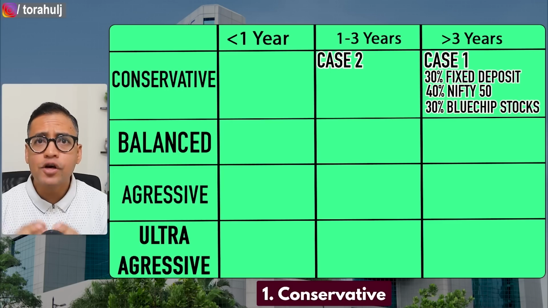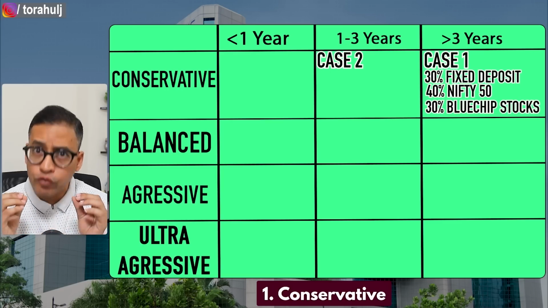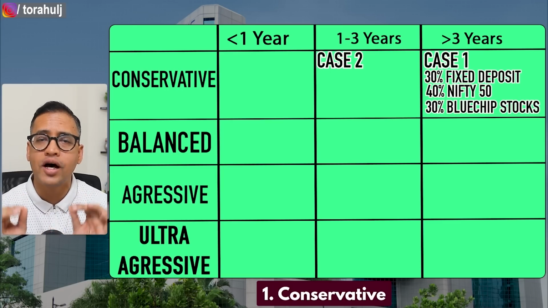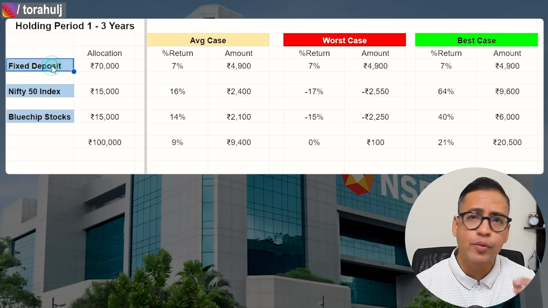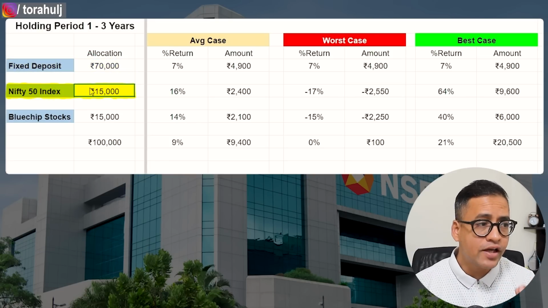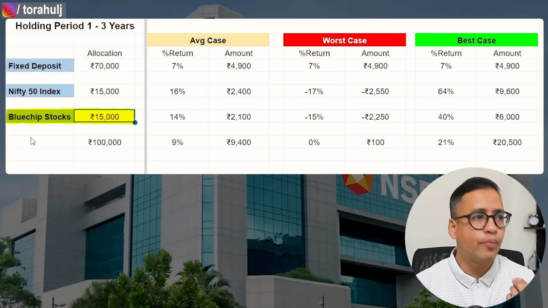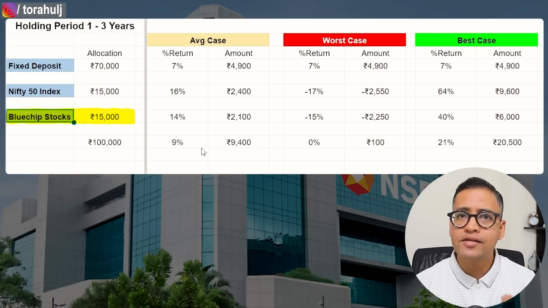For this, the allocation we are going to use is slightly different because what we want to make sure is that we do not lose our money in the worst case situations. So what you see on my screen is that I am proposing a fixed deposit of 70,000 rupees out of 1 lakh rupees, 15,000 rupees in a Nifty 50 index and the remaining 15,000 rupees in blue chip stocks. Let us now understand the rationale behind it.